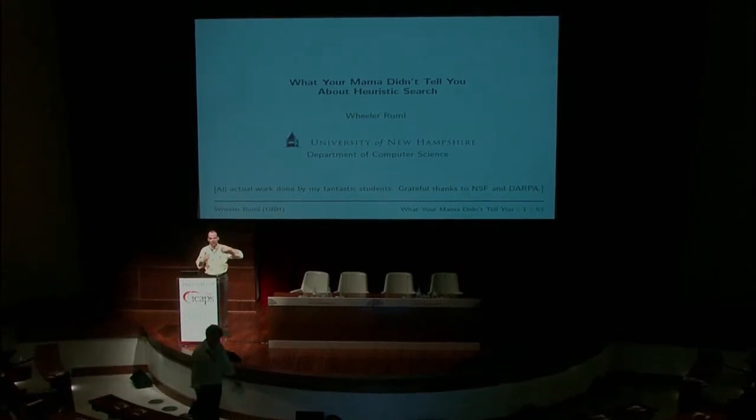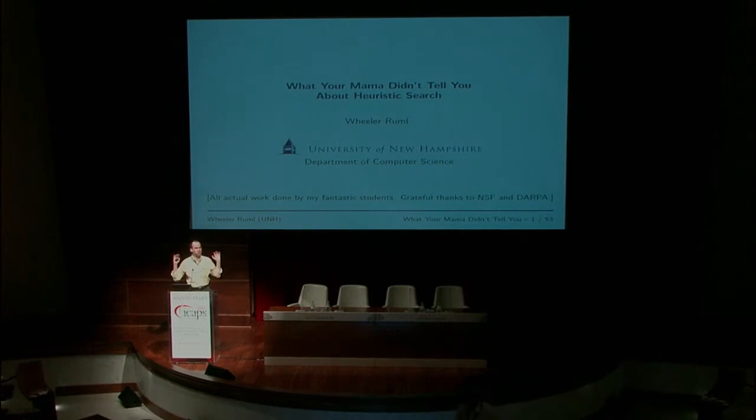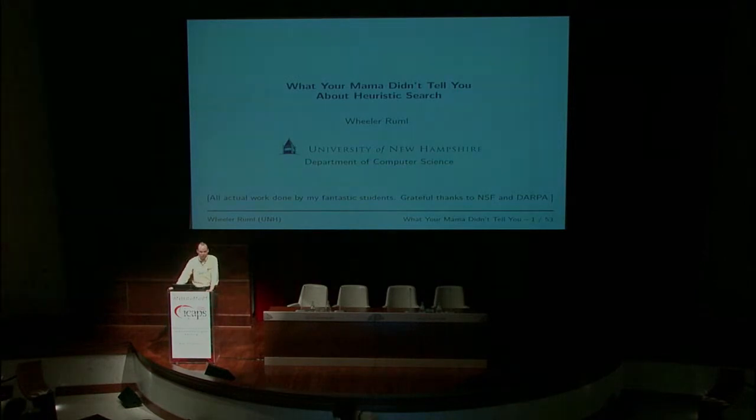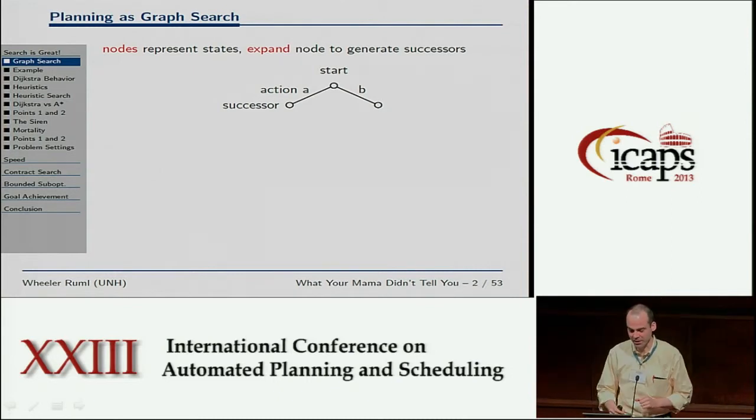Thanks very much. I'm Wheeler Ruml, and I'm going to talk today about heuristic search, which is sort of the dominant paradigm now for how intelligent systems decide what to do. And just to make sure we're all on the same page, I want to start off by talking about planning as graph search, for those in the audience who may not be familiar.